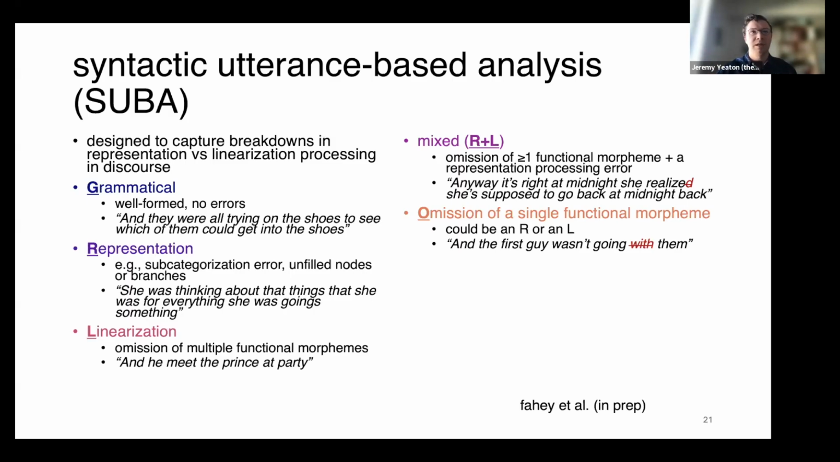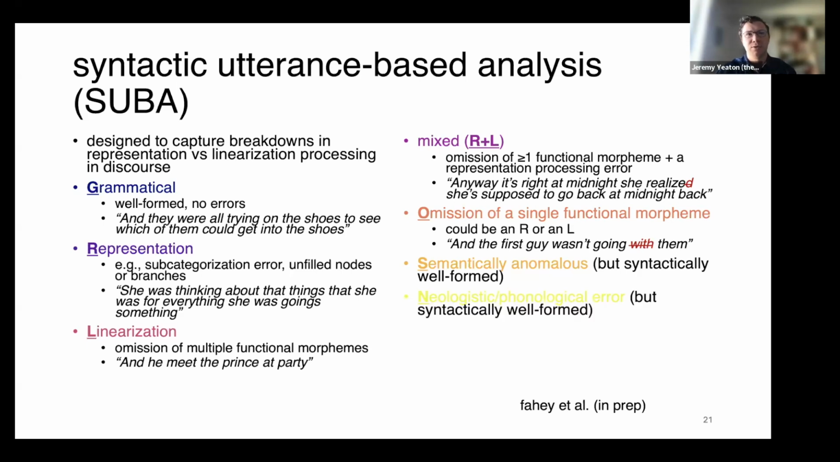And so something like, "and the first guy wasn't going them," where you just have this dropped preposition. We can also have semantically anomalous, but syntactically well-formed sentences if someone selects the wrong word, if they're saying the witch versus the stepmother. And then neologistic or phonological errors, but syntactically well-formed. So if someone just mispronounces something, we want to encode that somehow, but it's not a syntactic error. If we're looking specifically for syntactic errors, that doesn't really qualify.